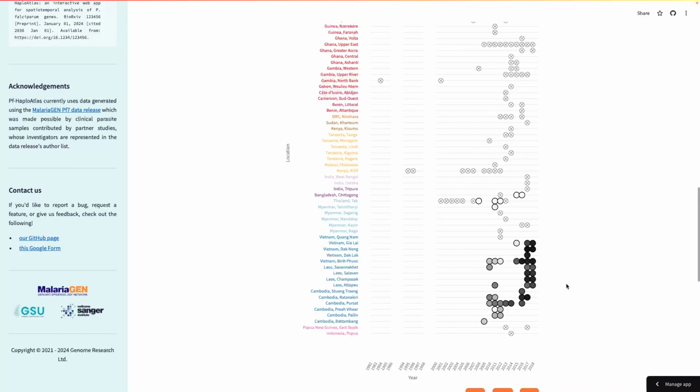You can read more about the biological significance of this example haplotype in the Pf-HaploAtlas scientific manuscript. You yourself might be able to imagine browsing Pf-HaploAtlas and stumbling across similarly understudied genes with possible signs of evolutionary pressure, such as this, to help you in your research.